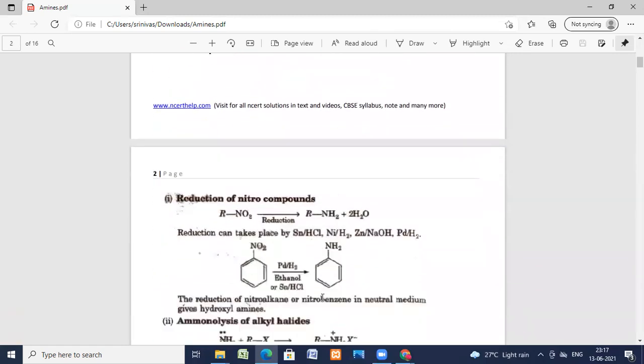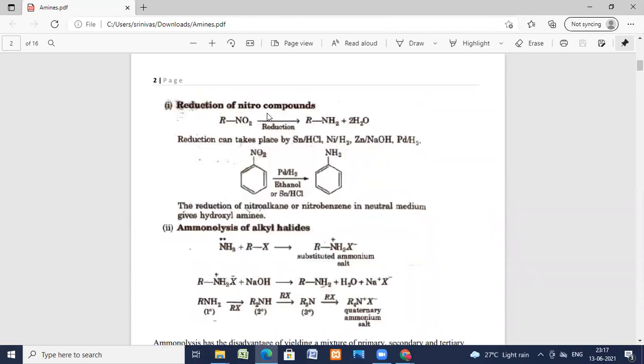We'll see the preparation of the amines. Reduction of the nitro compounds is one of the preparative methods for the amines. R-NO2 on reduction gives R-NH2, amine. So the nitro group is reduced to NH2. Oxygen is eliminated and hydrogen is added. So removal of oxygen and addition of hydrogen is reduction.